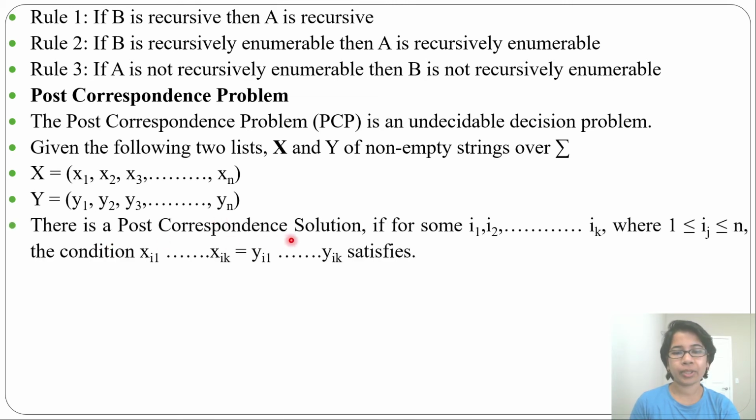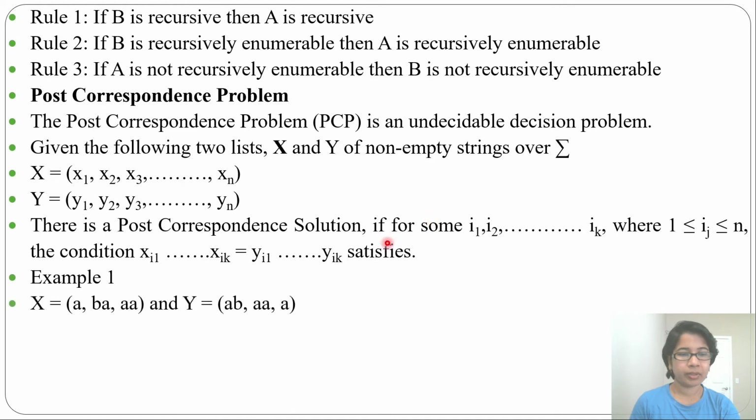There is a Post Correspondence solution if for some I1, I2 up to Ik, where 1 is less than or equal to Ij less than or equal to n, the condition X I1 up to X Ik equals Y I1 up to Y Ik is satisfied. Let's see one example, then you can better understand what this is.